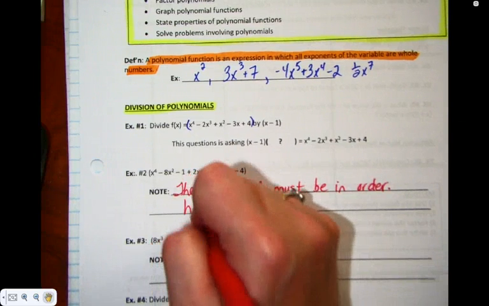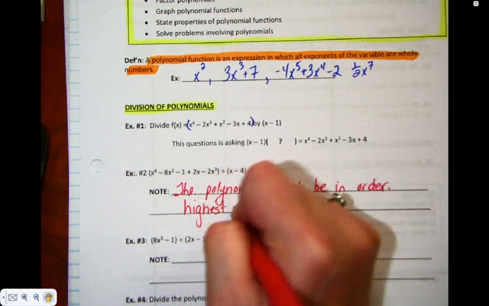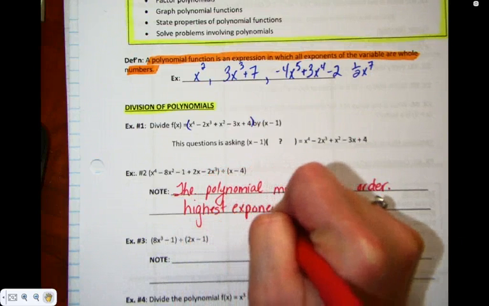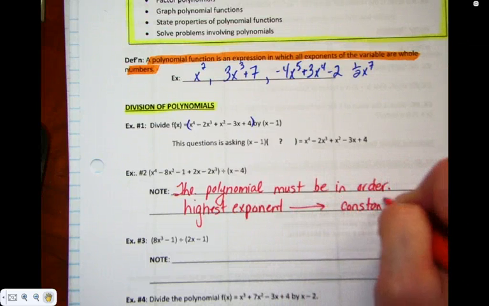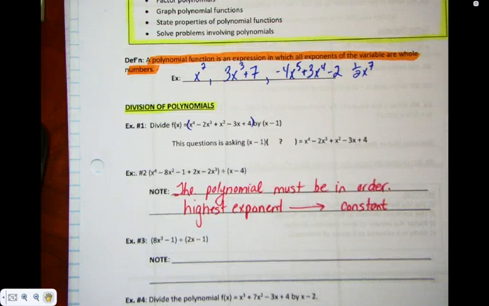And so that means the highest exponent comes first. And the constant will come last. All the ones we did in the last unit were always in the right order. I never gave you one that was mixed up because you didn't know this yet. Now when we do a synthetic division, the first thing I'm going to say is check the order. And when you put it in that division sign, it has to be the highest exponent all the way down to the constant.